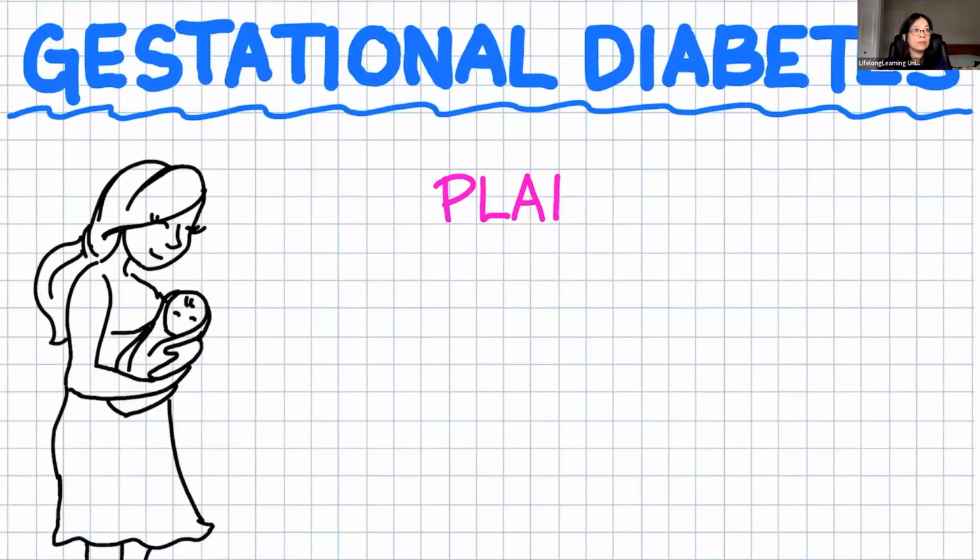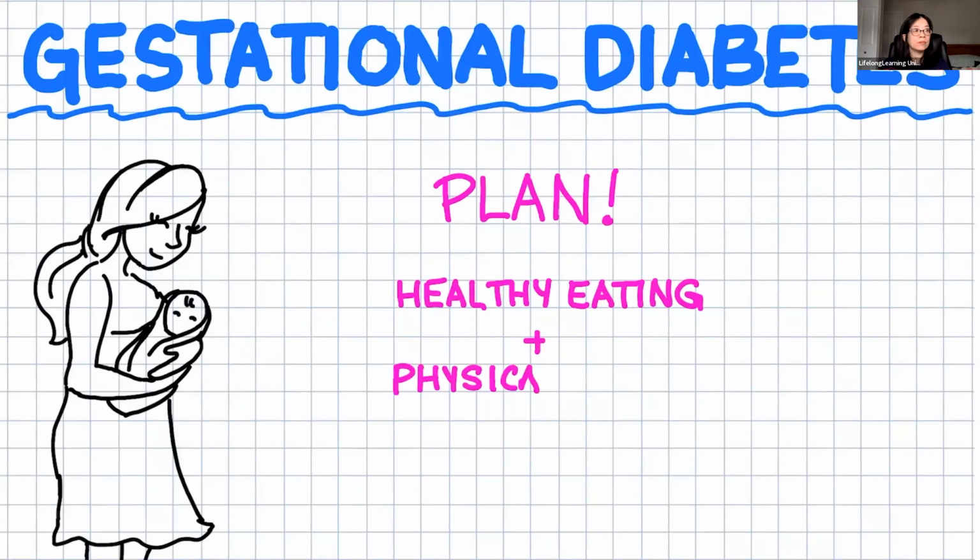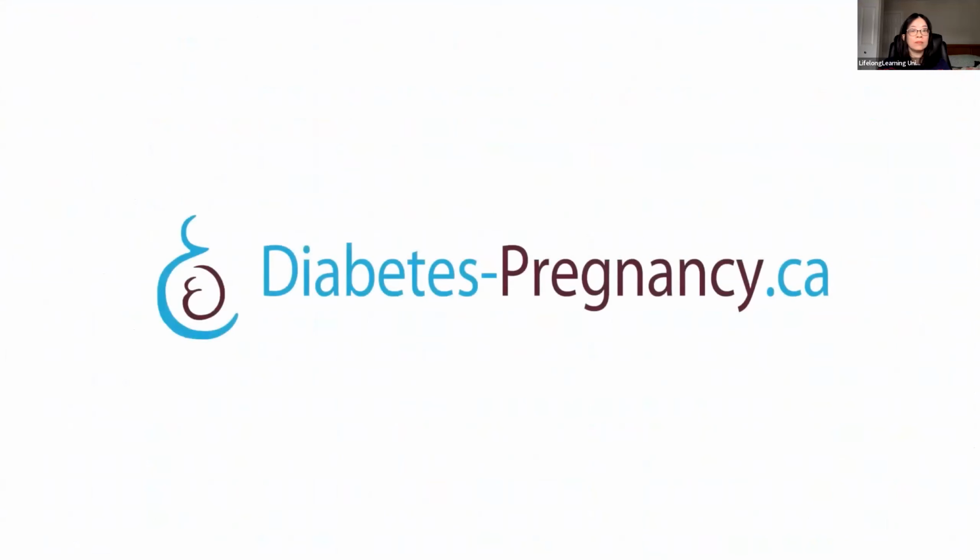The first step is creating a plan with your healthcare team that will focus on healthy eating and physical activity. By the end of your gestational diabetes journey, you will have the tools and knowledge you need to raise a healthy family.